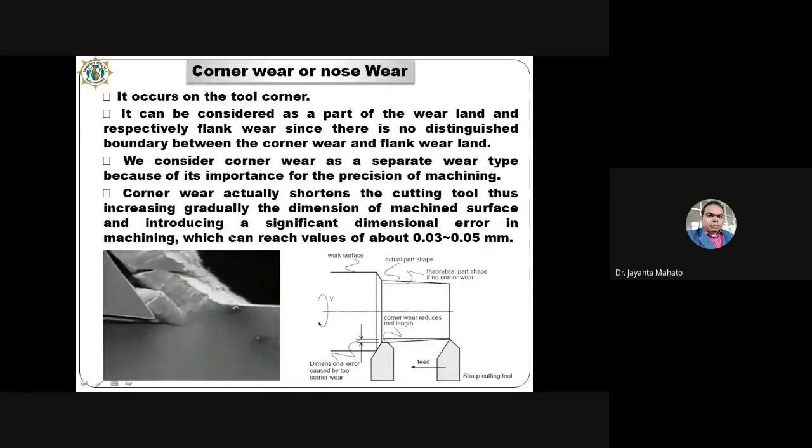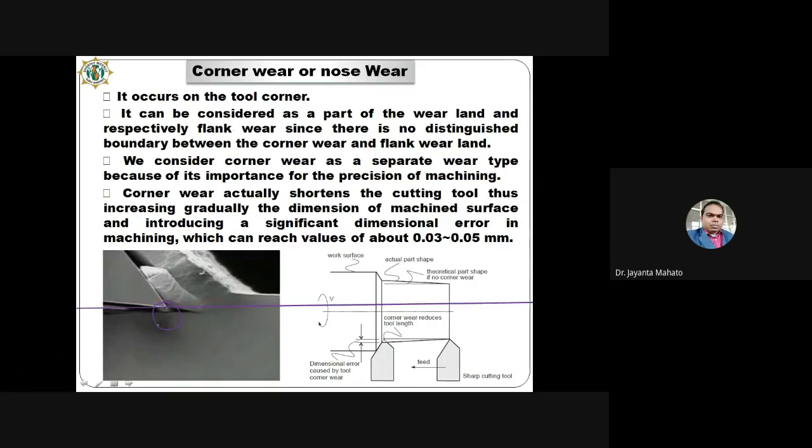Now corner or nose wear. It occurs on the tool corner, which means here, at the nose radius. It can be considered as a part of the wear length of flank wear, since there is no distinct boundary between the corner wear and the flank wear length.